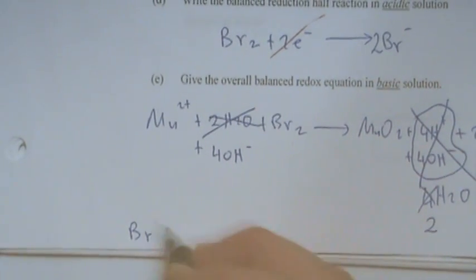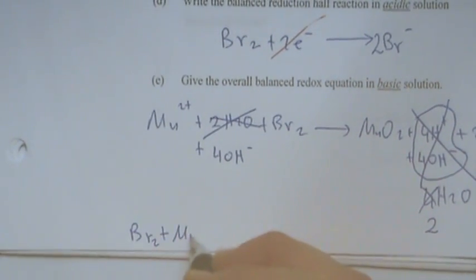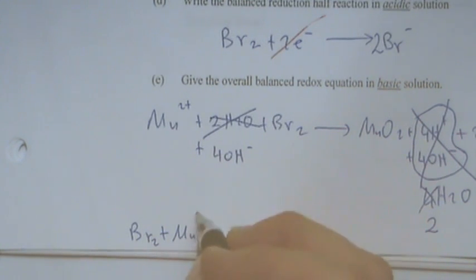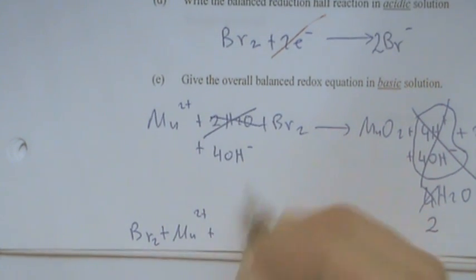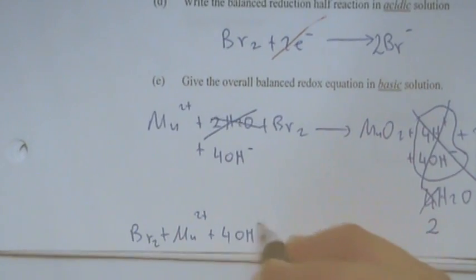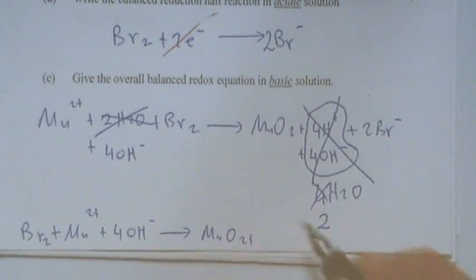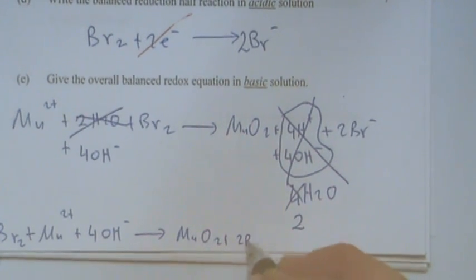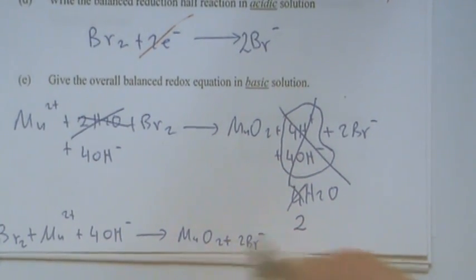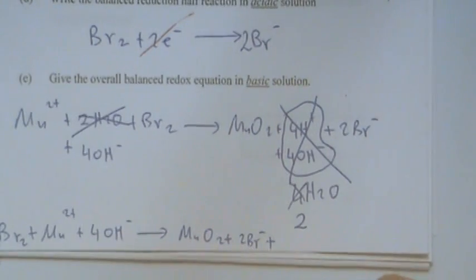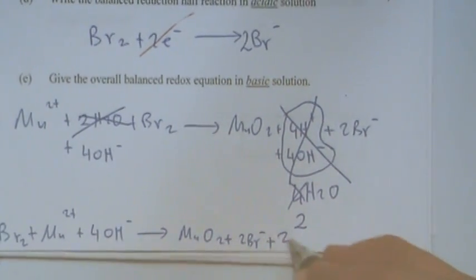Bromine, manganese dioxide plus 2 bromide ions plus 2 water molecules, right?